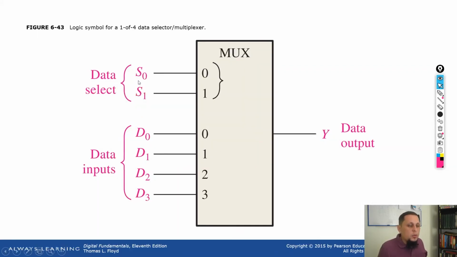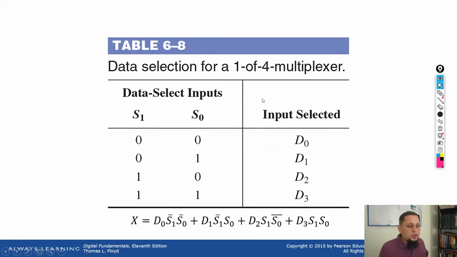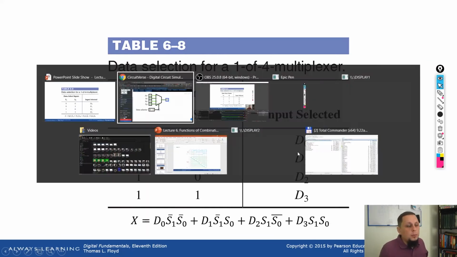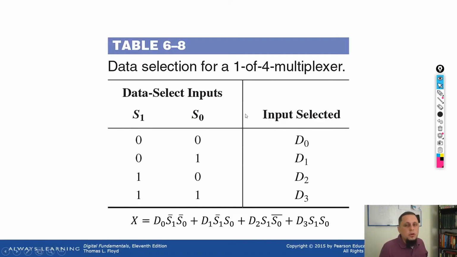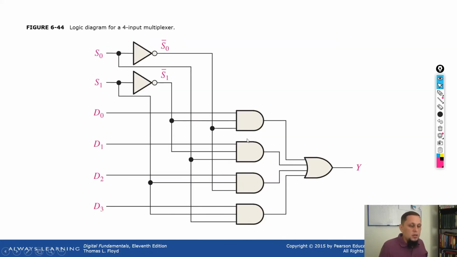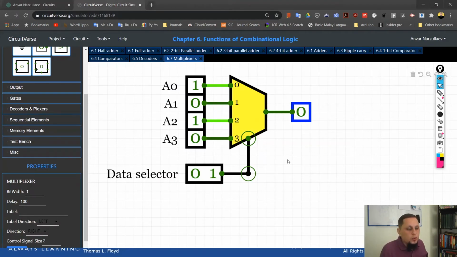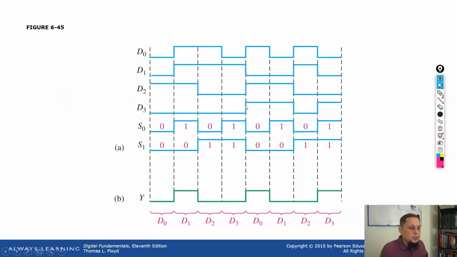So depending on which data is selected, the output will be equal to either D0 or D1 or D2 or D3. Okay, and this is a truth table. Using this truth table and this expression, you can create a complete logic circuit. Instead of using this ready device, you can create your own logic circuit using this Boolean expression. This is the circuit for that one. You can implement this inside Circuitwares and see if the output matches the existing multiplexer.